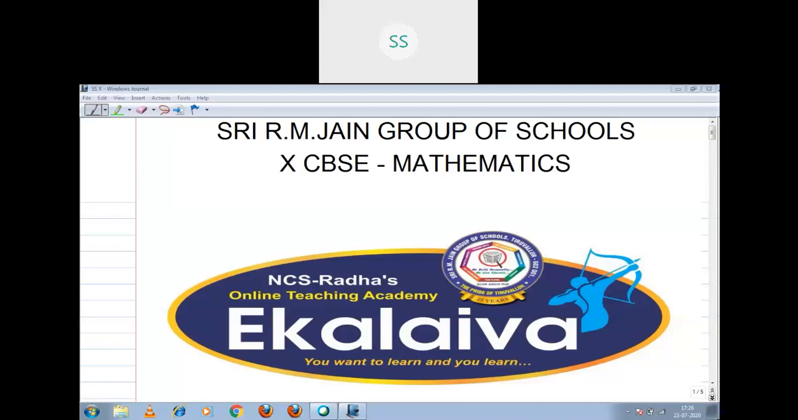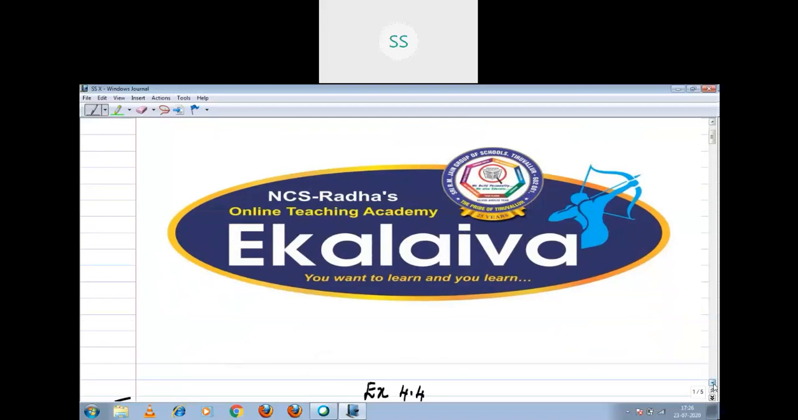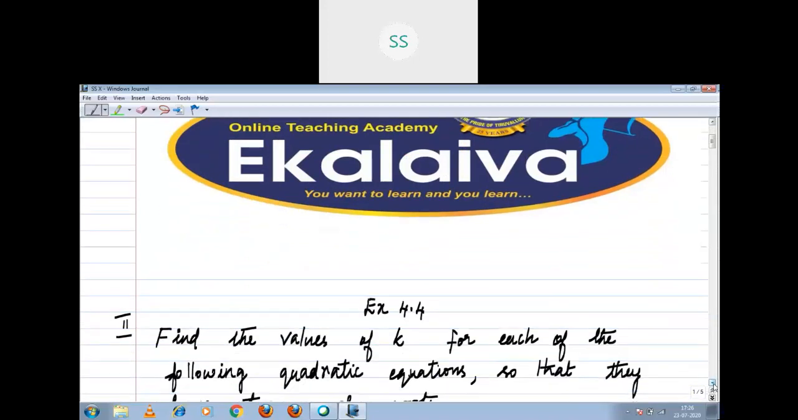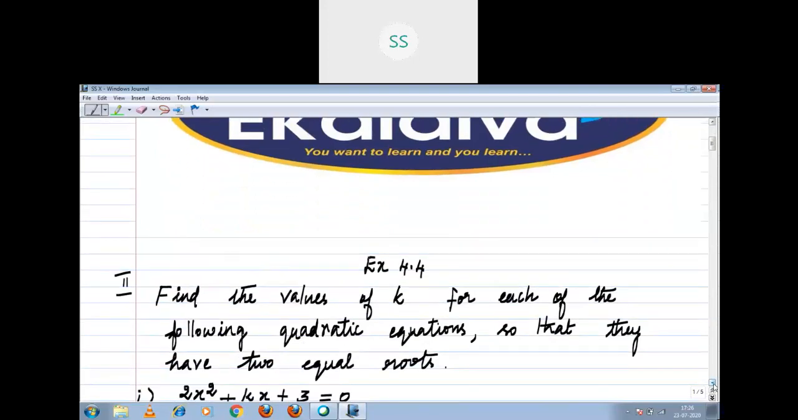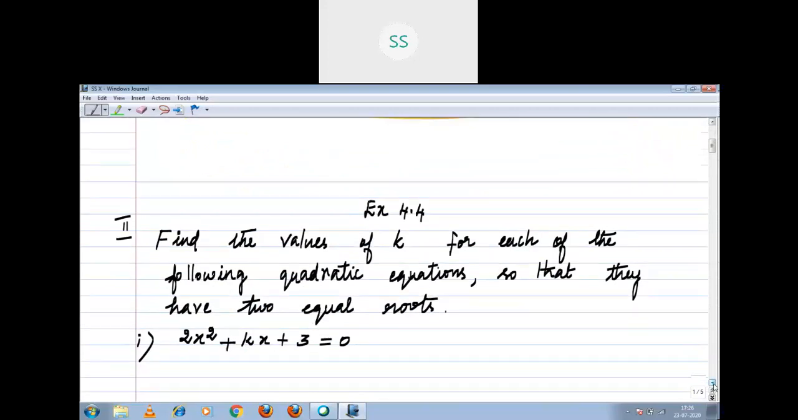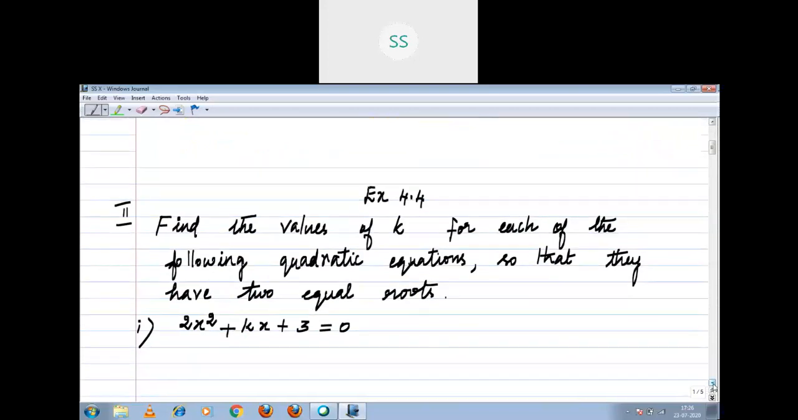Now I'm going to discuss exercise 4.4, that is quadratic equations, the second Roman letter. It's a very interesting exercise, right children? Now you see, find the values of k for each of the following quadratic equations so that they have two equal roots. We gave a condition, that I'm going to recall again. You have to listen carefully, children.